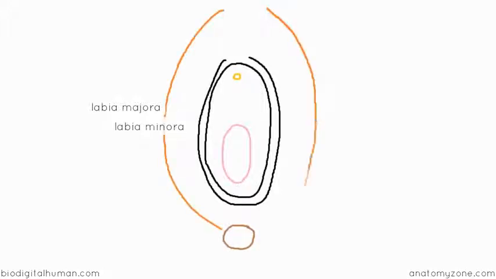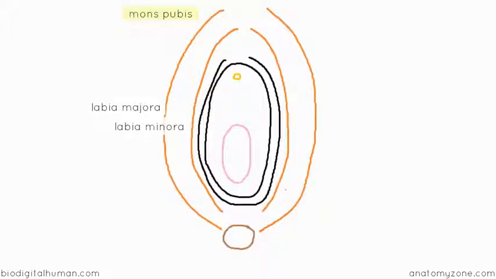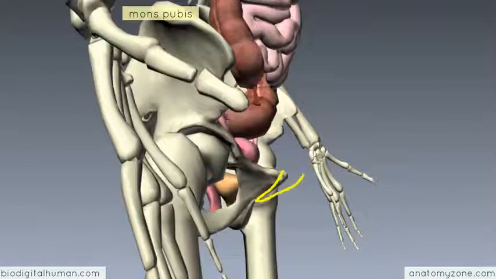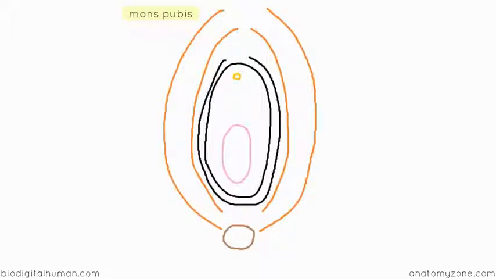The labia majora run from the mons pubis, which is a layer of adipose tissue which lies over the pubic symphysis, to the perineum posteriorly, where they're connected by the posterior commissure. So you've got this depression posteriorly.